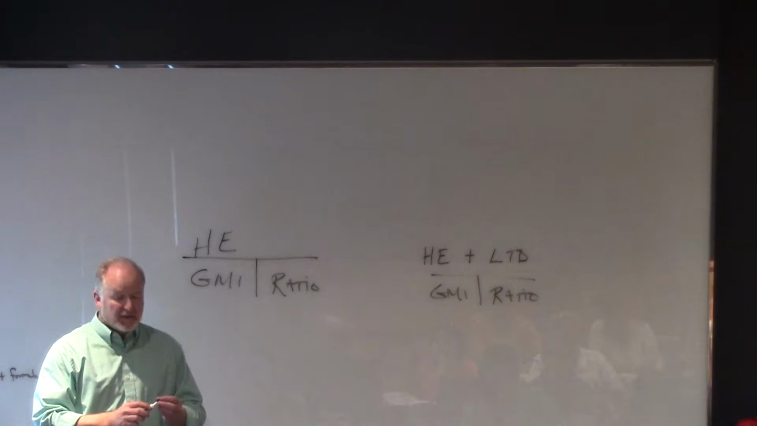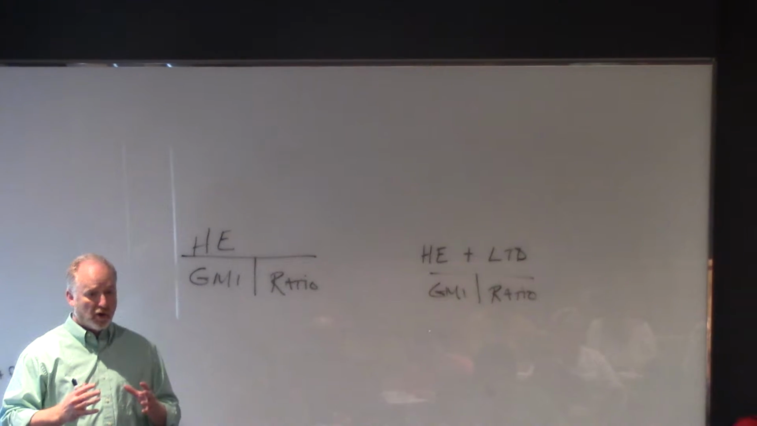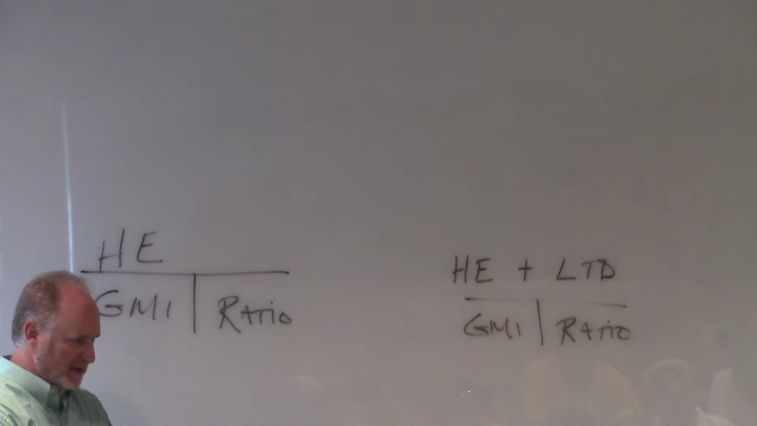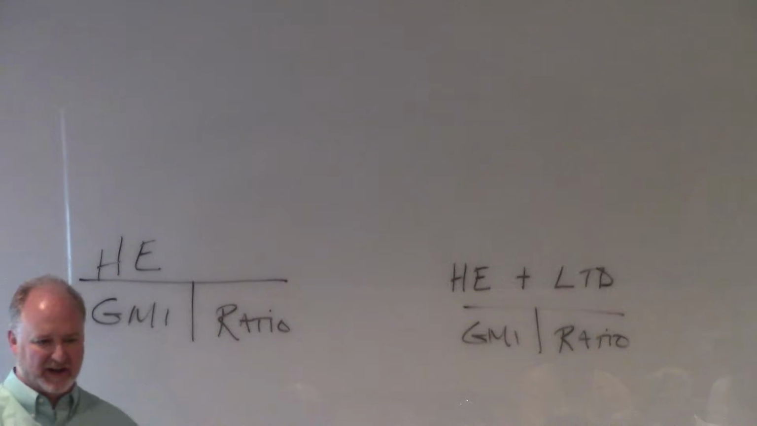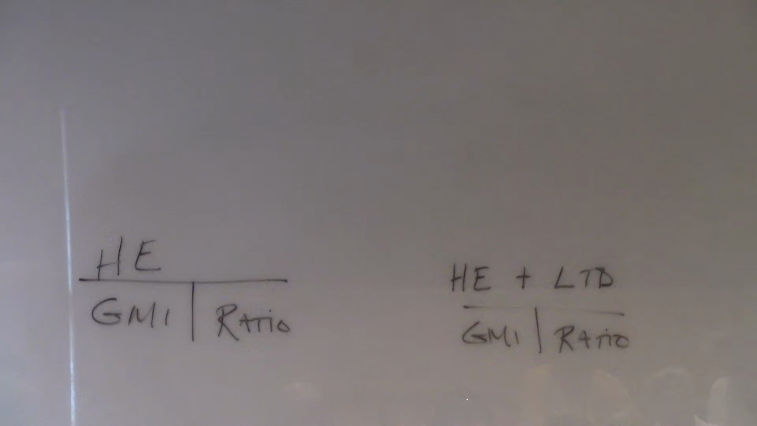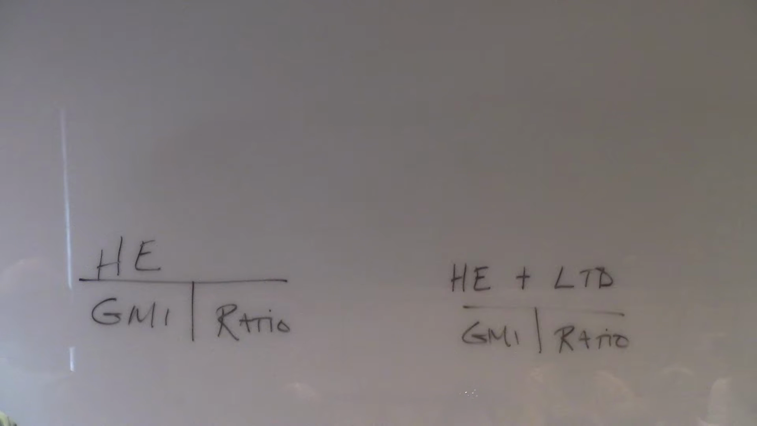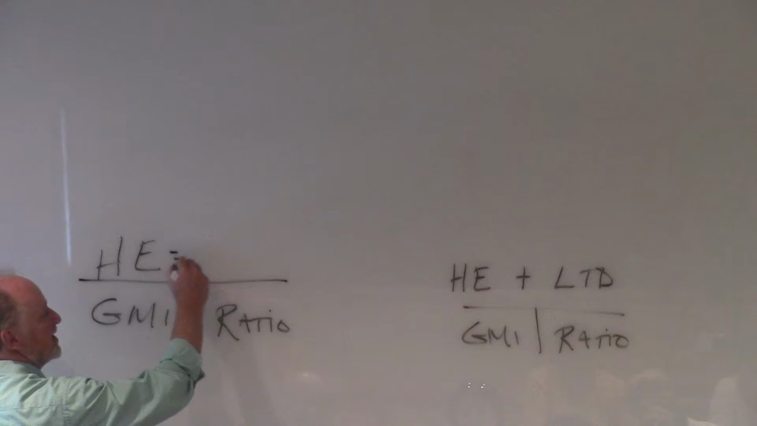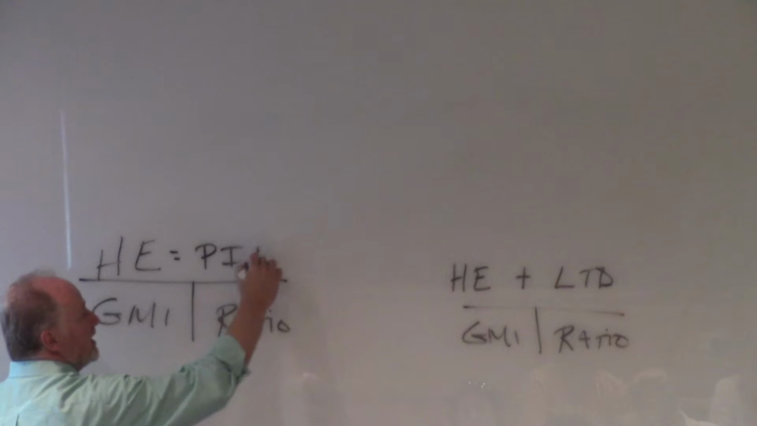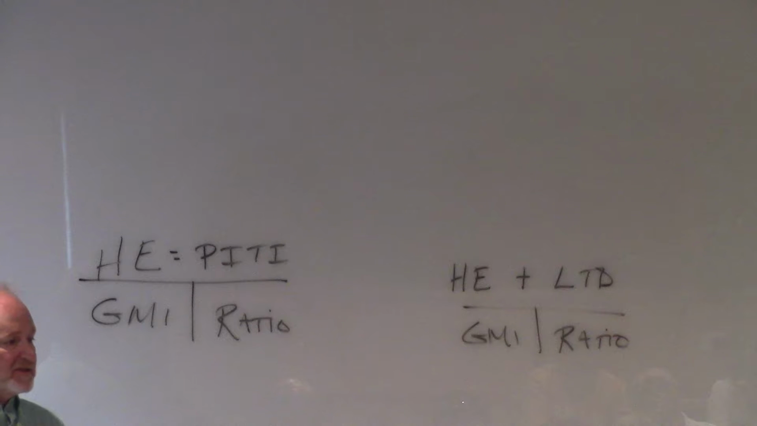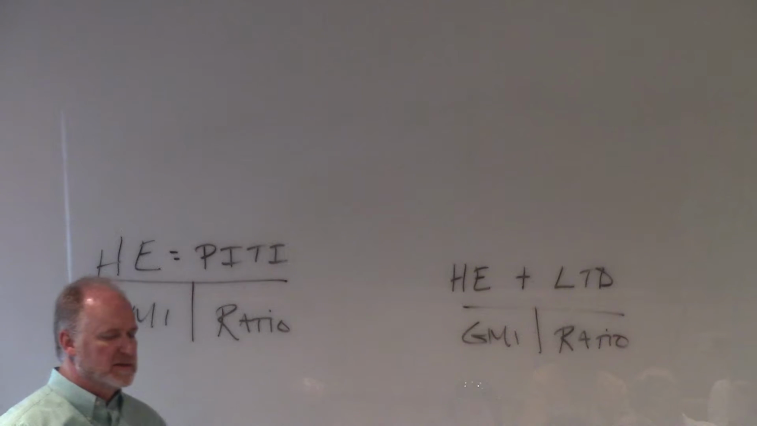Okay, these are my T-bars, where HE stands for housing expense. Housing expense, listen, please write this down. Actually, I'll do you a favor, I'll write it down. Housing expense is PI and TI.